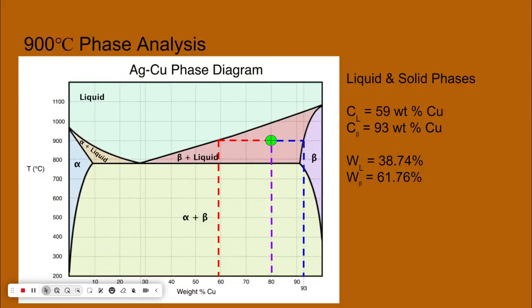So just to start off, I wanted to talk about the phase analysis at 900 degrees Celsius. First off, that puts us at this green dot here, which is in two phases, solid and liquid. The composition of each phase: the liquid phase is 59% by weight Cu, and the solid phase, which is represented here, is 93% by weight Cu. That's shown on these lines drawn onto the chart.